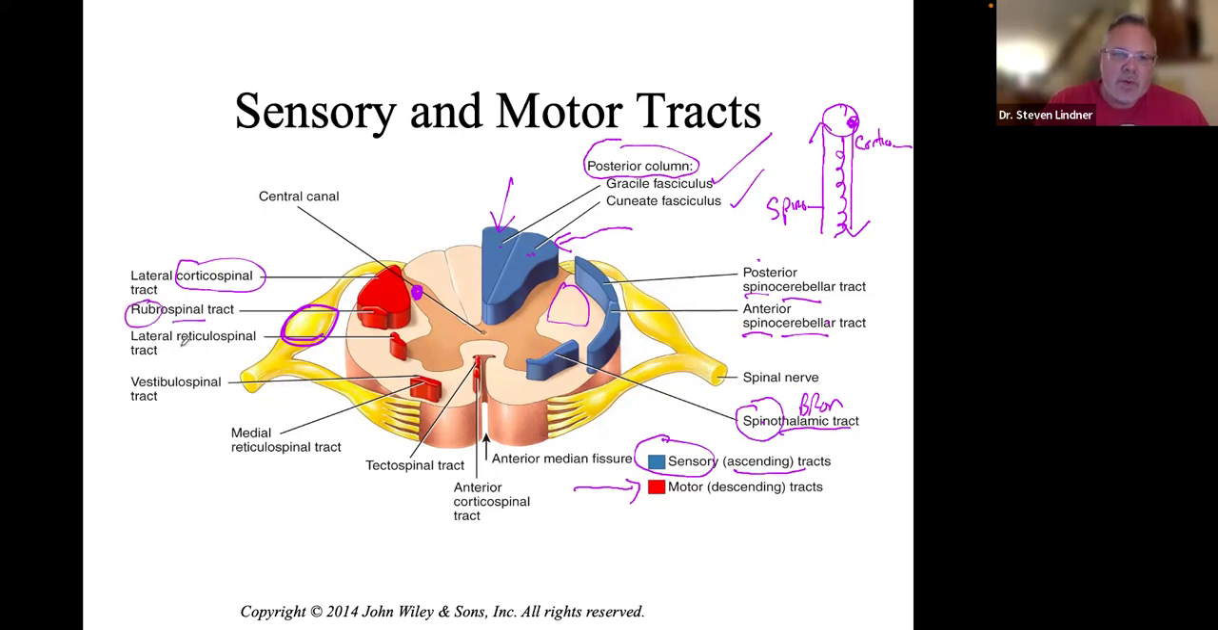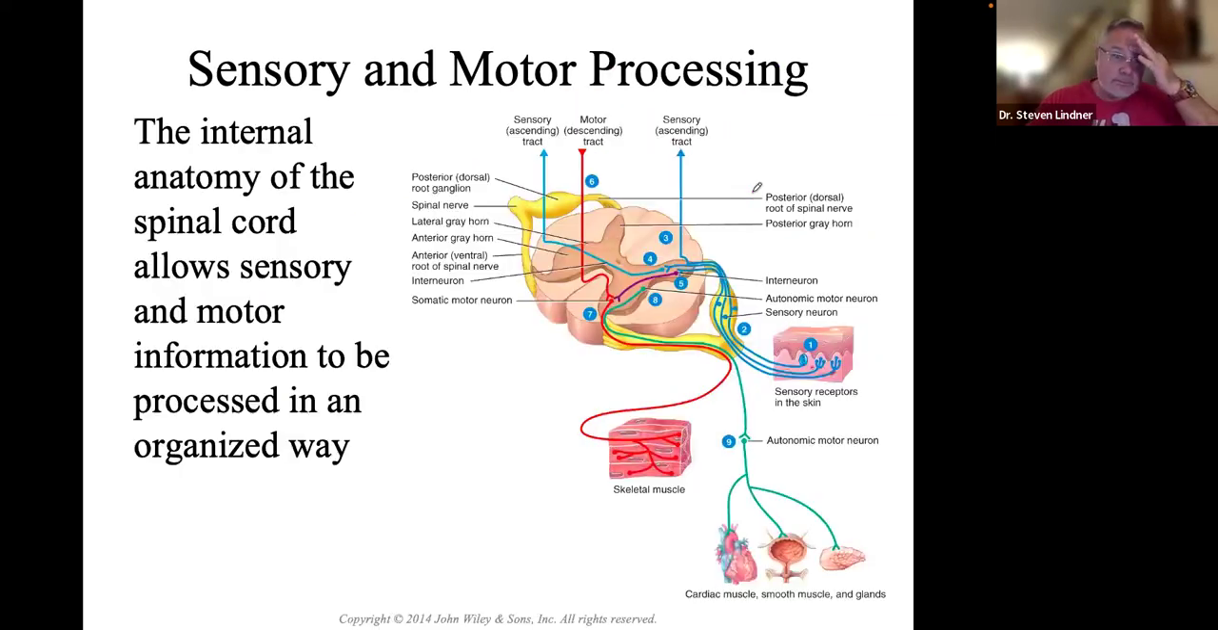Rubrospinal, reticulospinal. The first word tells you where it's starting. The second word in it tells you where it's ending. So rubrospinal, corticospinal, reticulospinal, vestibulospinal, those are all descending pathways. Okay, so we have sensory and motor tracts.